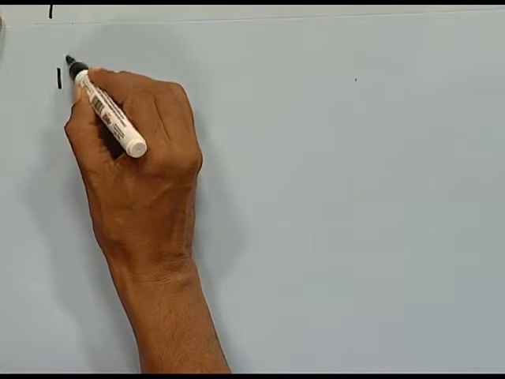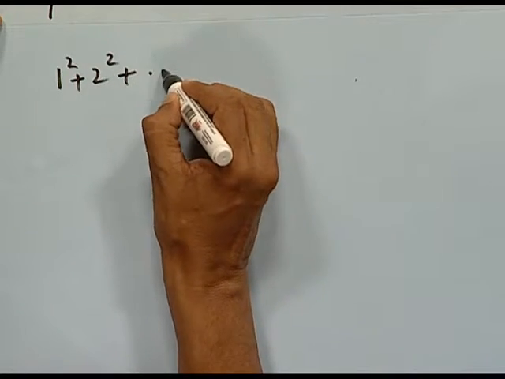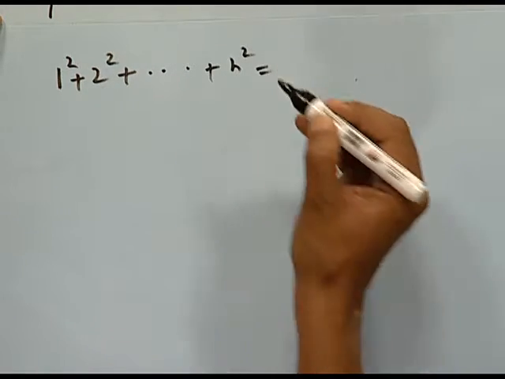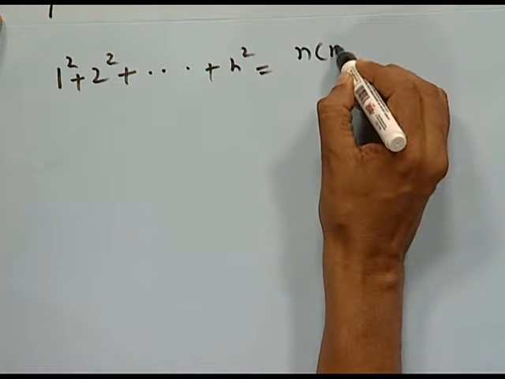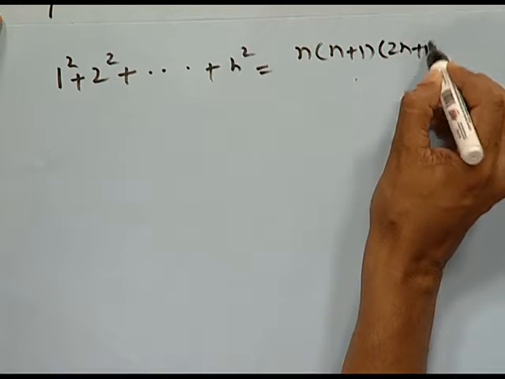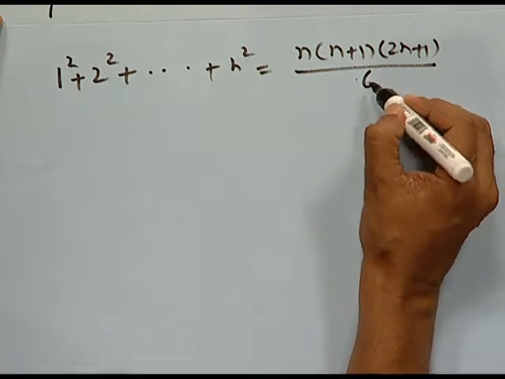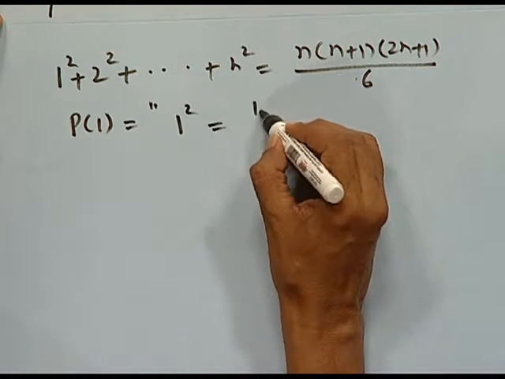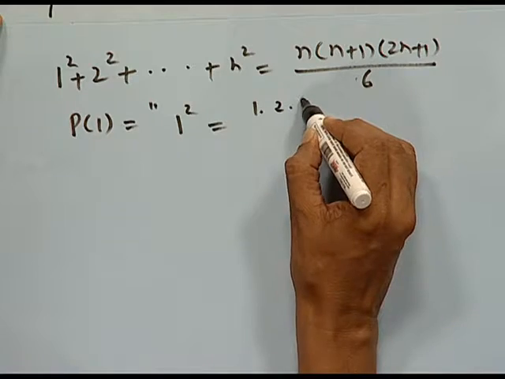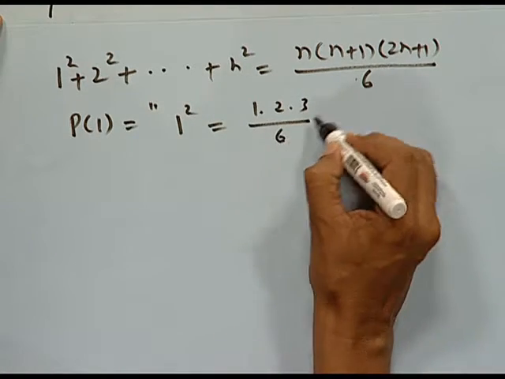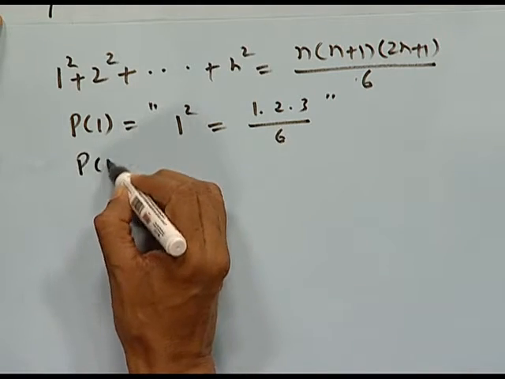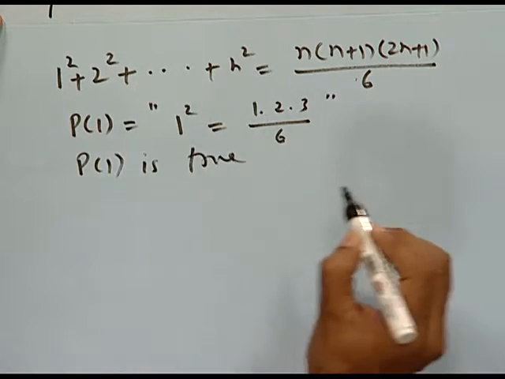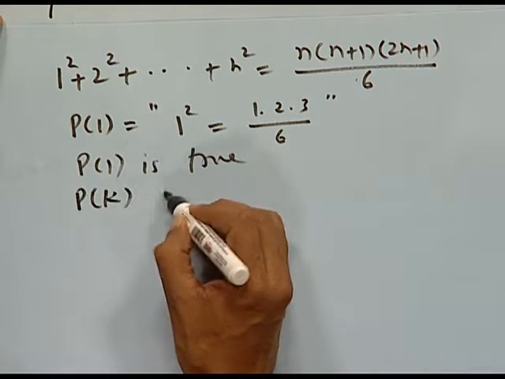We can have one more example, say 1 square plus 2 square up to n square; to prove it is n times (n plus 1) times (2n plus 1) over 6. Again, we first verify P(1), that is, 1 square equal to 1 times 2 times 3 upon 6, which is true. Thus, P(1) is true. Now, let P(k) be true.